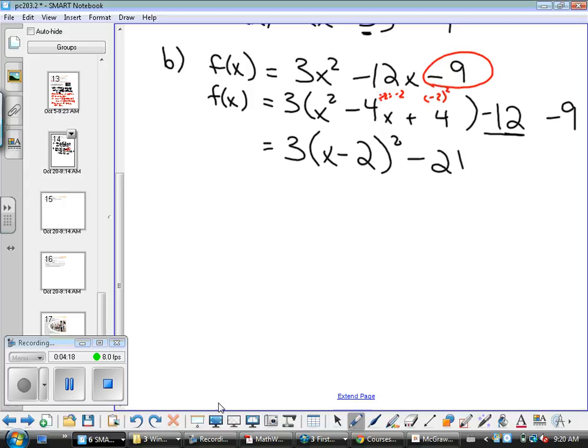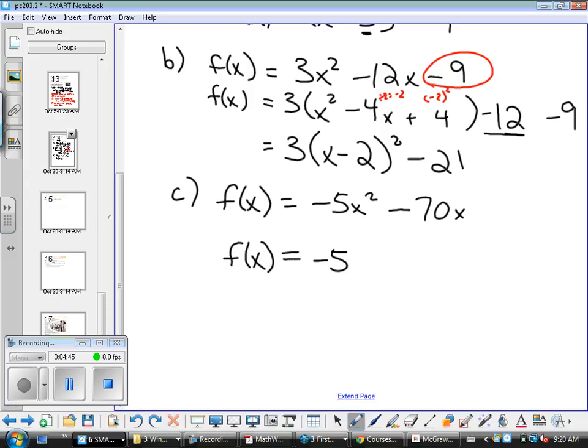C again, just another one with a value other than 1 in front of the x squared. So it's -5x squared minus 70x. And this one doesn't have a constant term, which means that it's going to cross the y-axis at 0, so it passes through the origin. So again, what I have to do is take my -5 out of those first two terms before I do anything else.